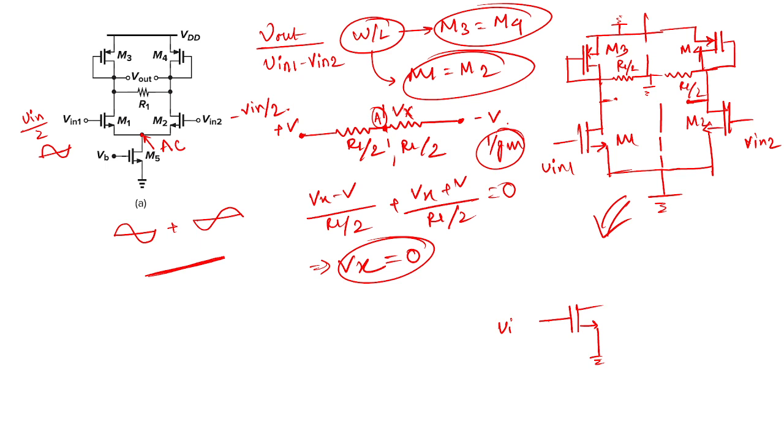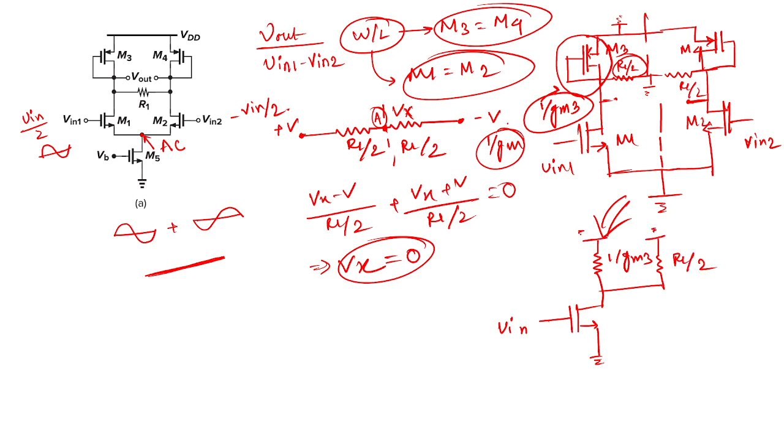Suppose this is Vin, and I replace the diode connected device with its output impedance, which is nothing but 1 by gm. So let me write 1 by gm3 in this case. So it is 1 by gm3, in parallel with this resistance R1 by 2, and this is Vout.